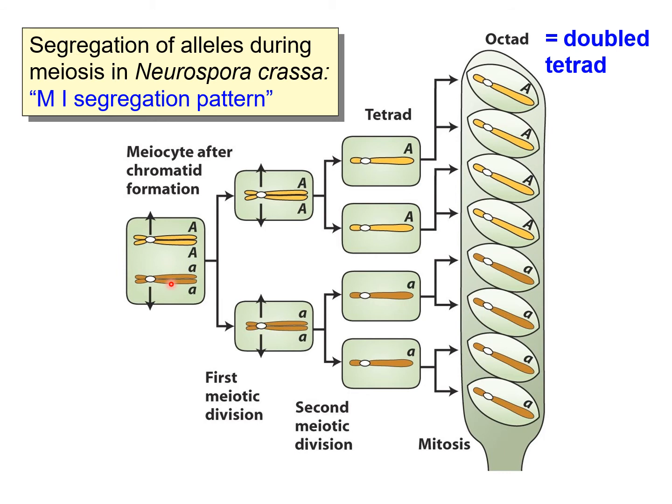Now after the first meiotic division, what happened here? The homologous chromosomes get separated from each other, I mean, they segregate from each other. So this chromosome, which is obtained from the capital A mating type, moves into one cell, whereas the small a moves into the other cell. This is the result of the first meiotic division, where you can see that the capital A gets segregated from the small a at the end of the first meiotic division, and therefore it is called the M1 segregation pattern.